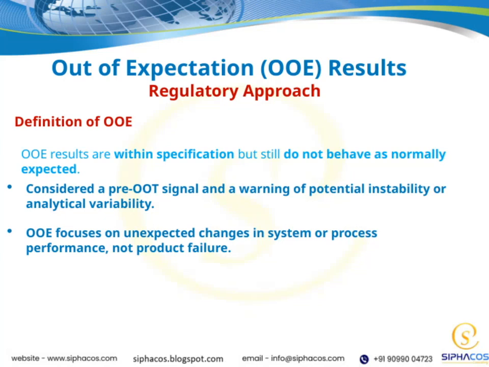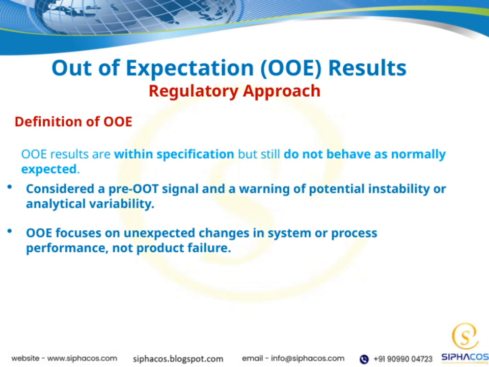Let's take a closer look at the OOE results. While they are within the specified limits, they still don't behave as we would normally expect. This is an important point because it suggests we're dealing with something more subtle than outright failure. In fact, these results can be considered a pre-OOT signal, meaning they might be an early warning sign of potential instability or analytical variability down the line.